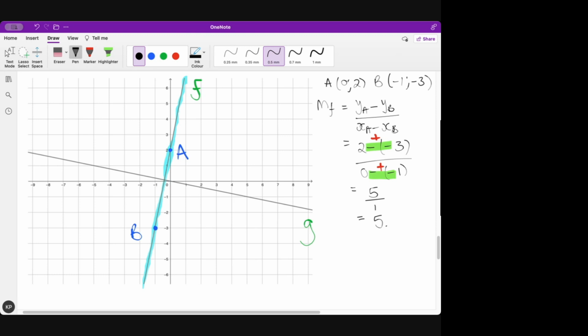Wonderful. We have the gradient of f. Now, can I get 2 points on the graph G, please? Can I have two coordinates on the graph G?